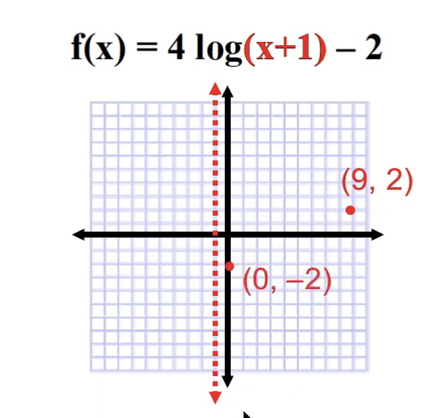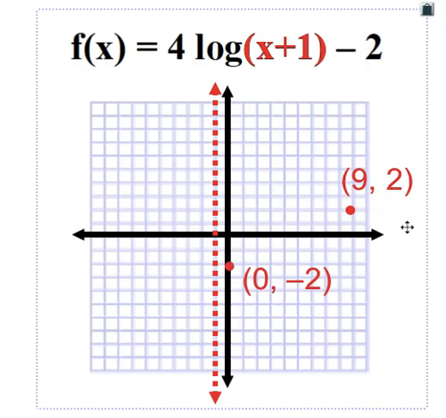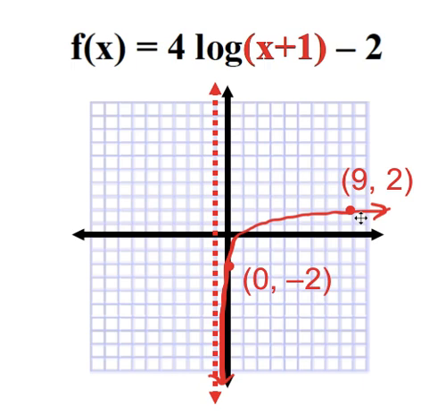So I have these 2 points, and I already know what the shape of a log function looks like. I know the graph will approach this asymptote and then slowly increase over here. It'll get larger and larger. The values of y will get larger and larger. They're just increasing slowly.